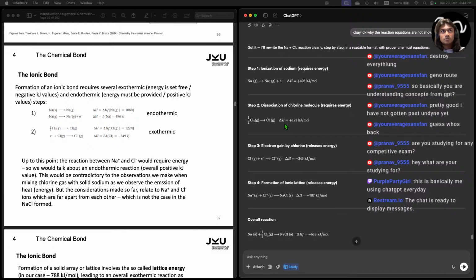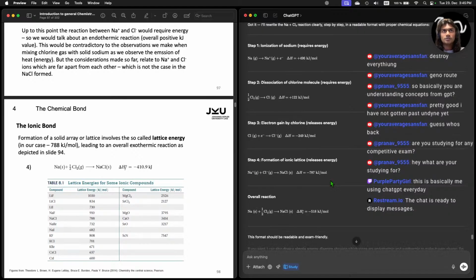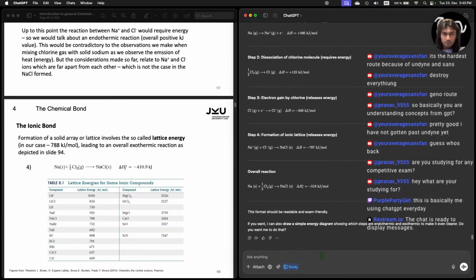Dissociation of the chlorine molecule requires energy. Again, if the three processes here require energy, how is it exothermic? Electron gain by chlorine releases energy. Formation of the ionic lattice again releases energy. The format should be readable, exam friendly.